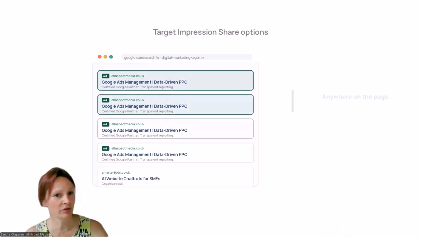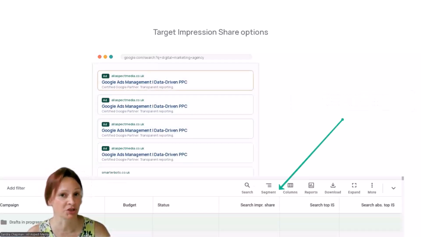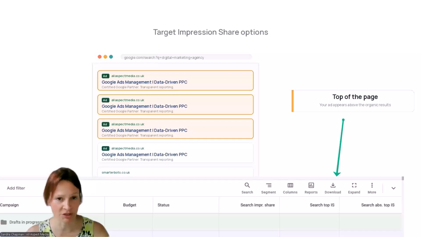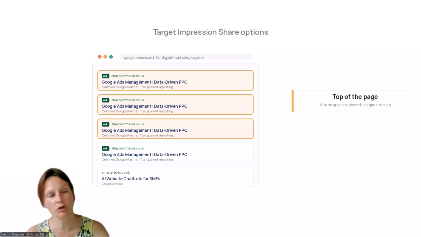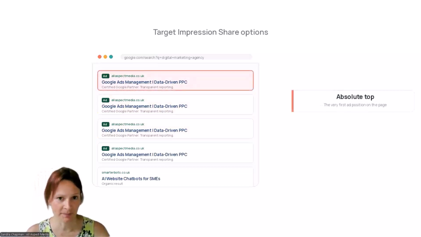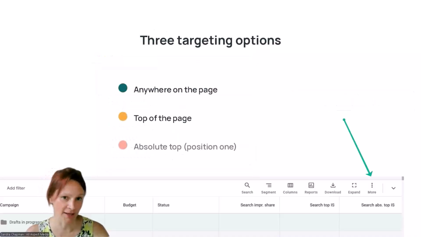You can target anywhere on the page. This metric shows you the search impression share. Then there's the top of page, where ads can appear in the top 3 to 4 ad positions, and that's your search top impression share. Or you could target absolute top, which is the #1 ad position, and that is your search absolute top impression share.